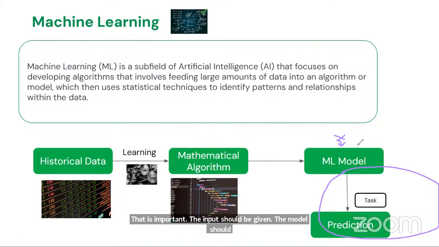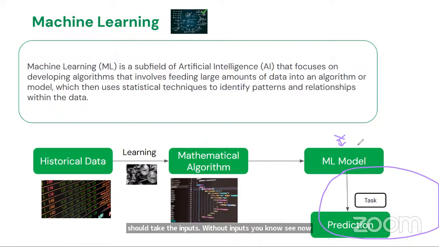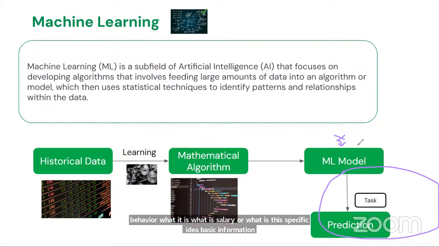Without inputs, let's assume we as humans, without knowing the person, can we say whether the person will purchase the product or not? Forget about machine learning. We as humans, let's assume we are also intelligent now. That's what we want to make in AI. Now imagine a shopping mall owner. Without knowing the person, his purchase behavior, his salary, or his basic information, can he predict whether the person is able to purchase or not? That is what the machine is also doing.